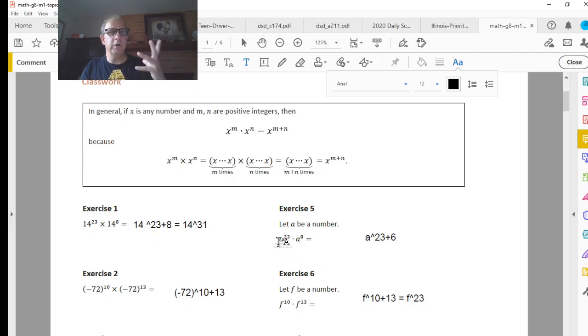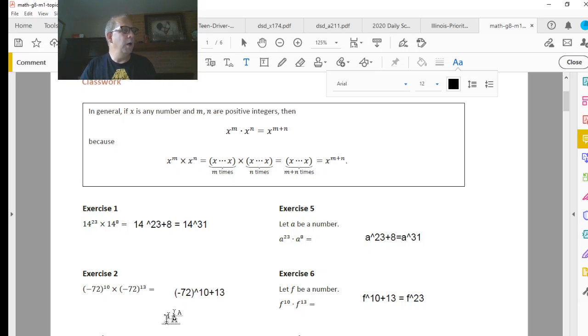And it doesn't matter if it's a number for the base or a letter. So if it's a variable, a to the power of 23 times a to the power of 8, that would be, man, I did these all wrong. A to the power of 23 plus 8, which would be a to the power of 31, just like we did with 14.